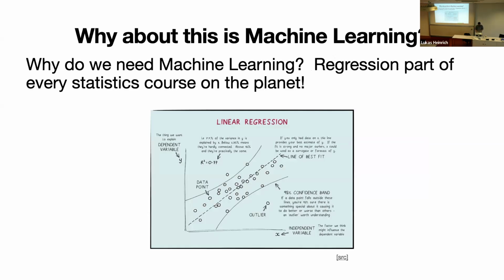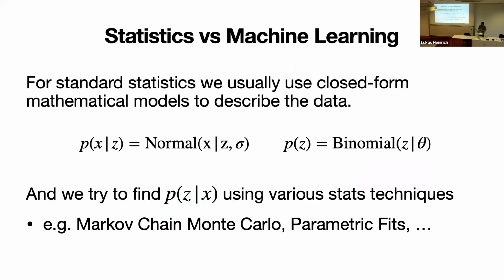Okay. So then the question is, why do you even need machine learning? This type of inference is being taught in a statistics course, right? Linear regression and logistic regression, these things are not machine learning, right? So why are we talking about this type of inference problem in the machine learning course? And the answer is that for standard statistics, we usually have a closed form mathematical model of how the data came to be. So we know how to go from concept to the data.